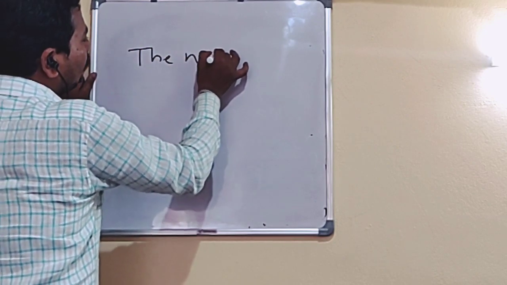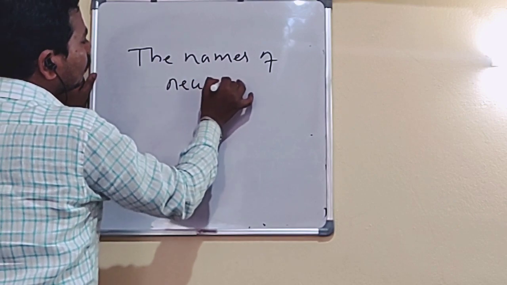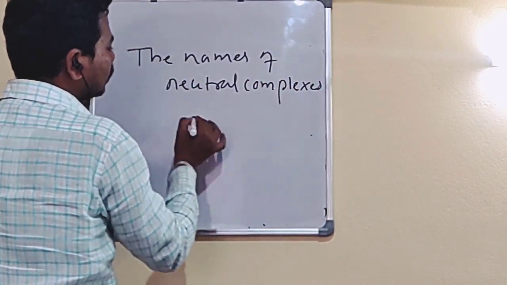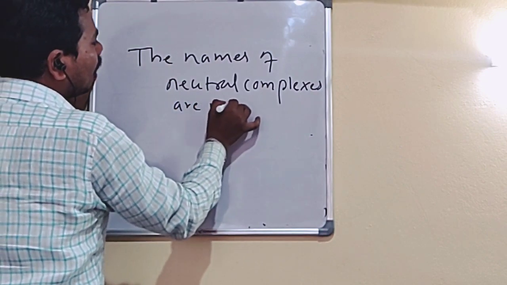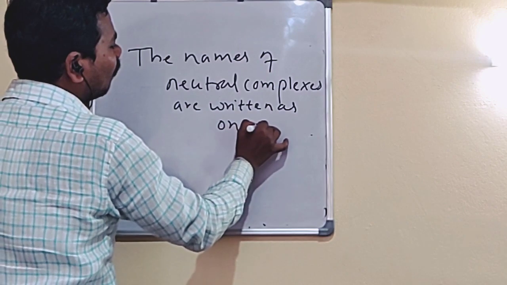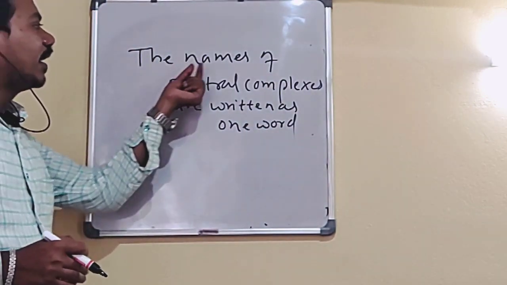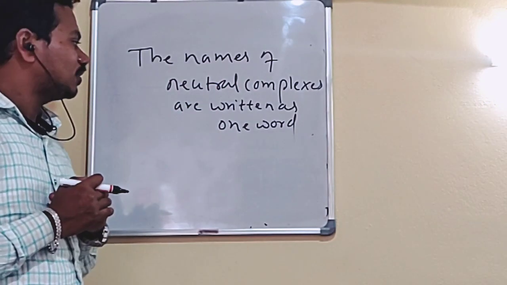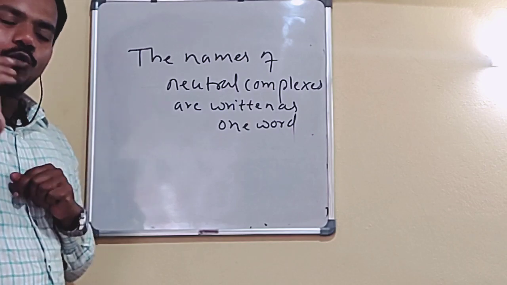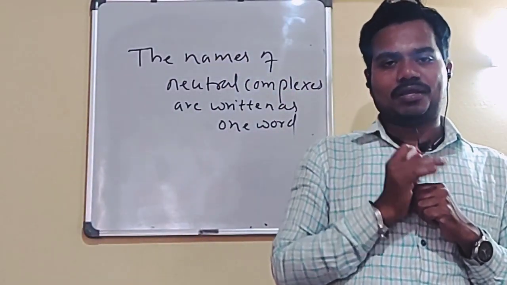Here, the names of neutral complexes are written as one word. It means the names of neutral complexes are written as one word. So for neutral complexes, their name should also be written in one word.